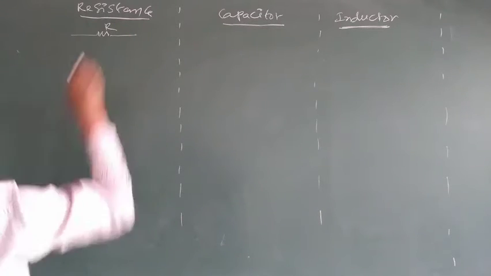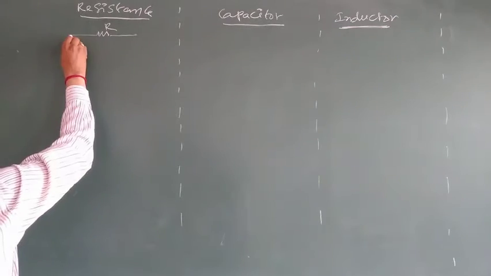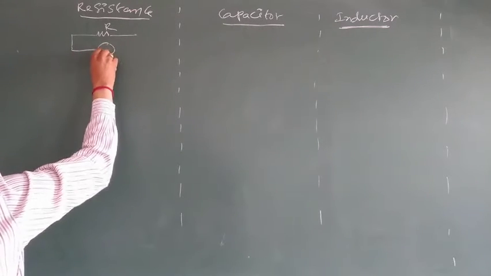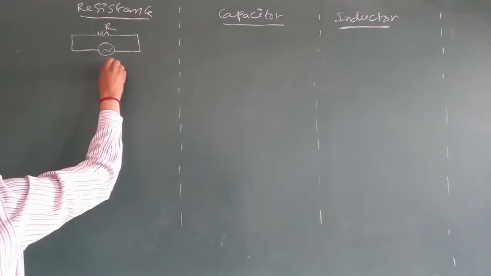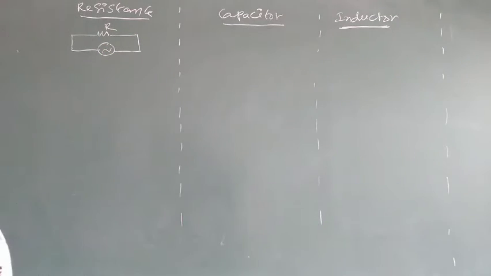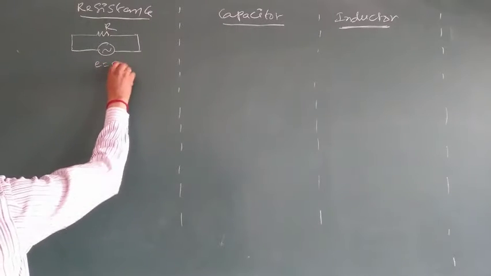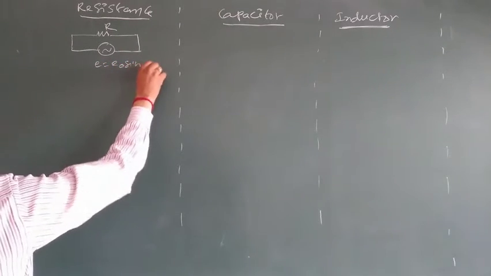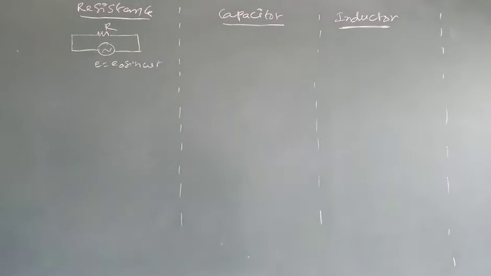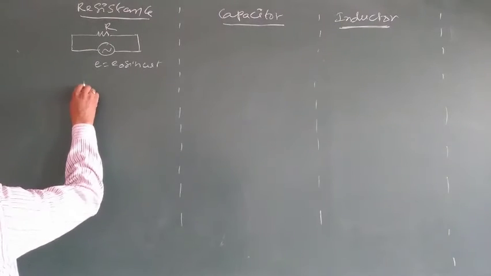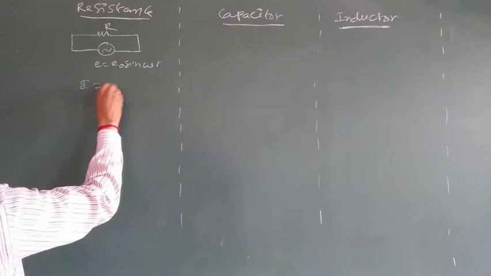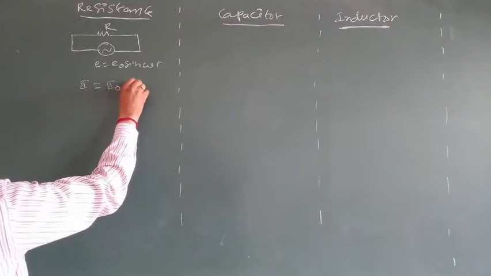Pure means a single. At the ends of an AC source, one pure resistor is connected, a single resistor. Here the applied EMF is E0 sin omega t. So in the case of a pure resistor, the expression for current passing through the pure resistance is I equal to I0 sin omega t.